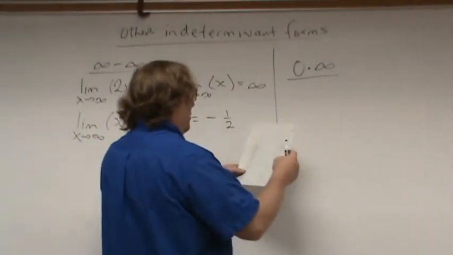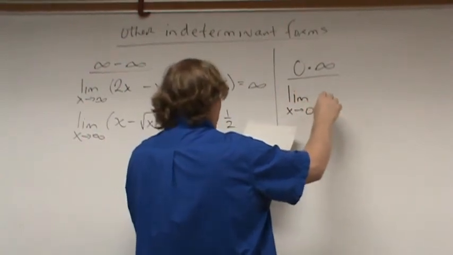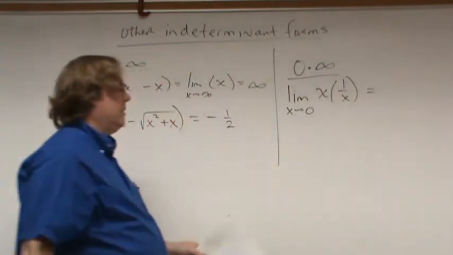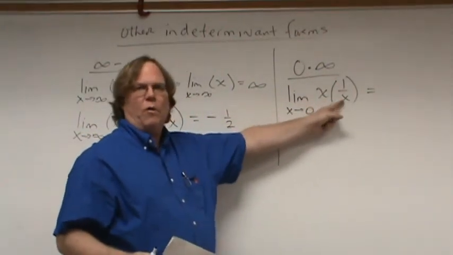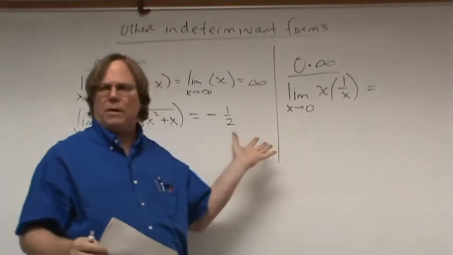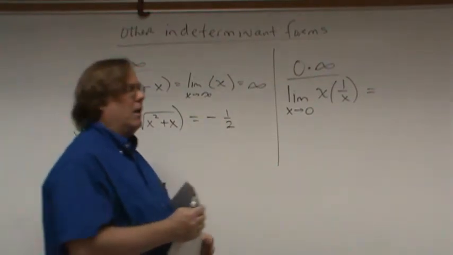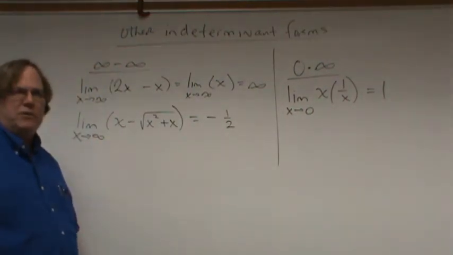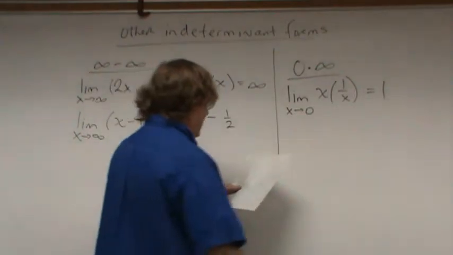So like here, how about the limit as x approaches 0 of x times 1 over x? There's 0. There's infinity, because 1 over a really teeny tiny number is going to get you infinity. But what is that product going to be equal to? 1, right? Because your infinity is equally infinite as your 0 is 0-y. And so you get 1.